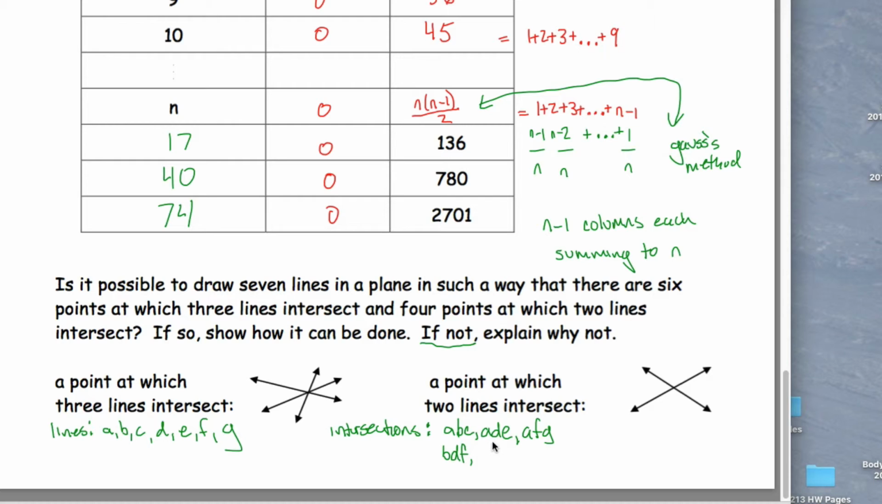Okay, I can't do B and D again. I already said I can't use B and A or B and C, so maybe B and E. BE, well, let's see, I can't do BEF because B and F have already been together, but BE and G I could do.